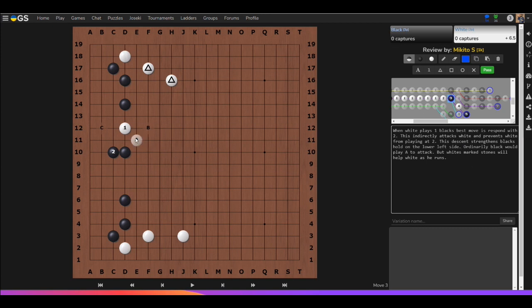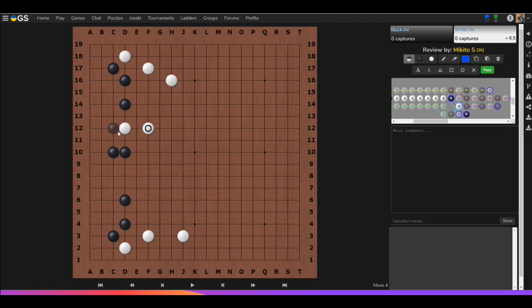Ordinarily, black would play A to attack, but white's marked stones will help him as he runs. So this is what makes the difference between not playing A and deciding to descend here, which is that white is very strong on the top. So if we started a running battle, it would actually be in white's favor, right? White would be able to get away. So I find this really interesting. Actually very helpful to me personally. So hopefully you guys have run into the situation and this will give you some more tools and thoughts, right?